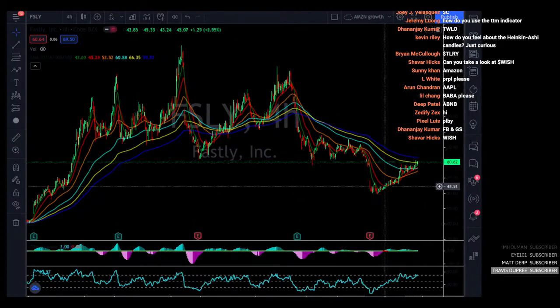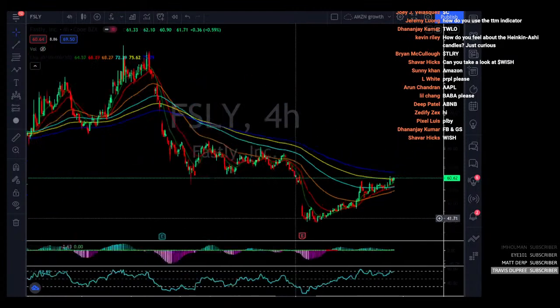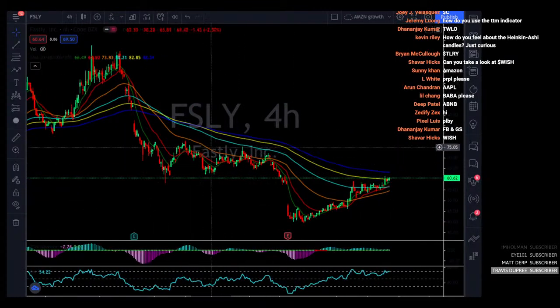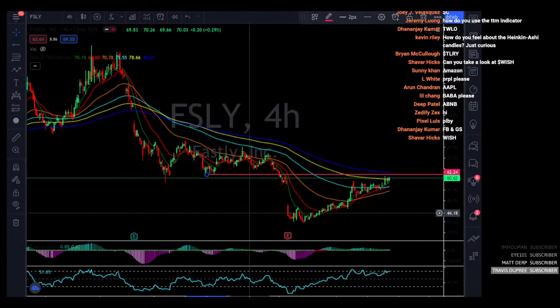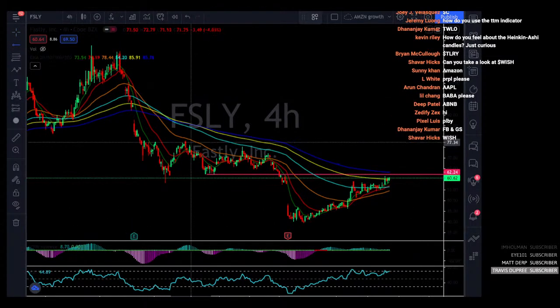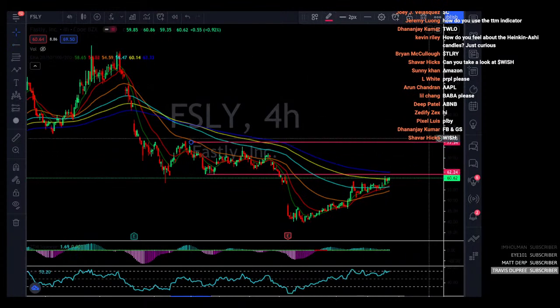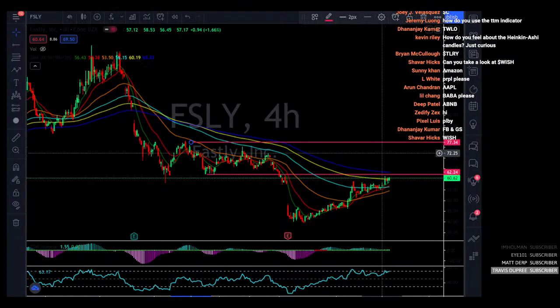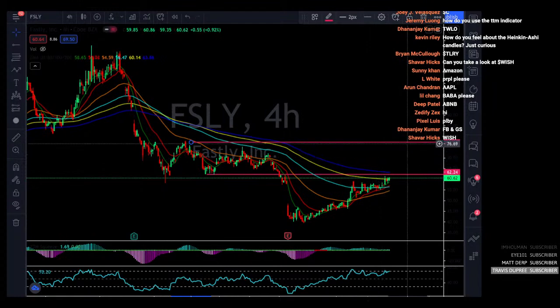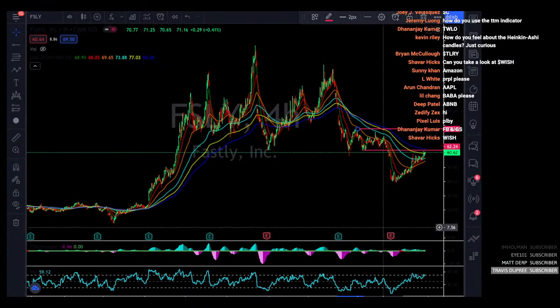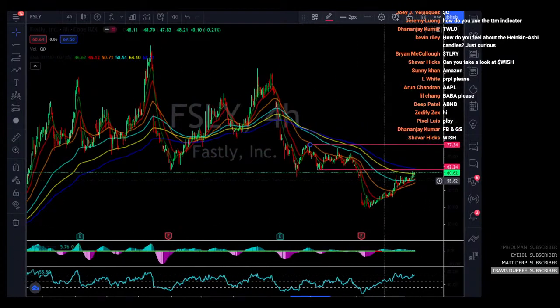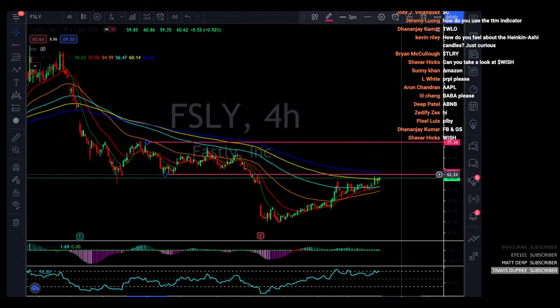FSLY has just filled its gap, which means that it is also approaching more of the selling price ranges, around $62 to around $77. So around this range, this is where FSLY is probably going to struggle. And usually when it consolidates like this, it doesn't really end well. So I am expecting FSLY to take a slight pullback.